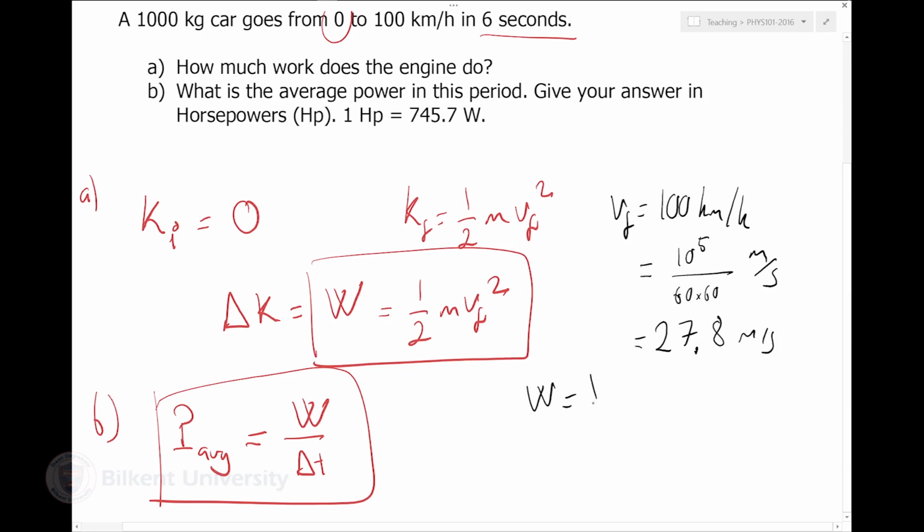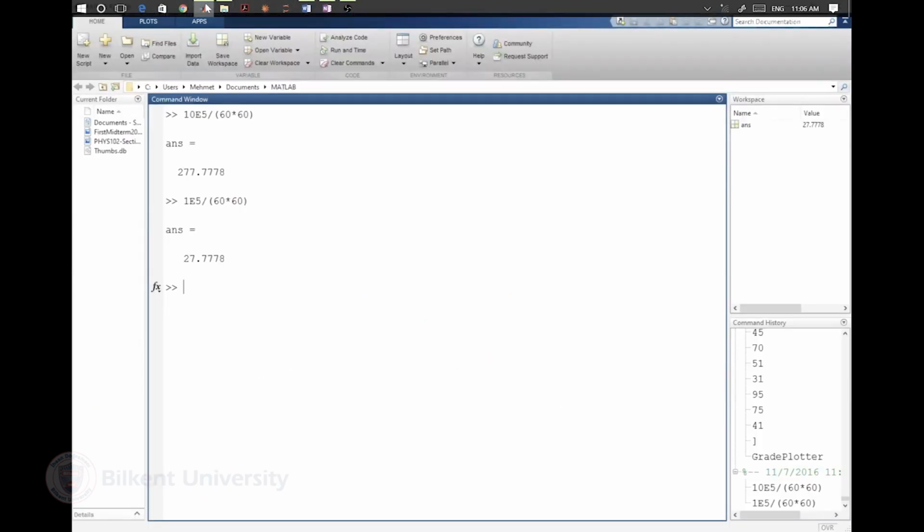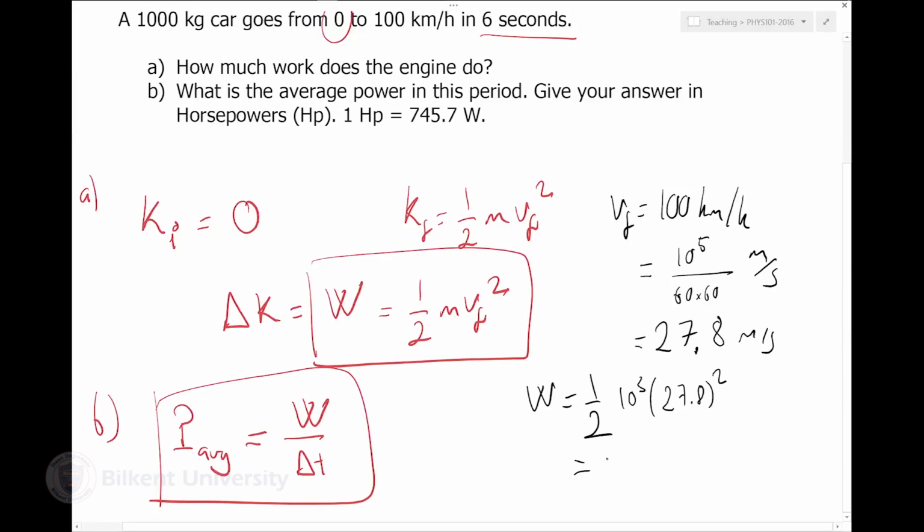So work should be 1/2. My mass is 1,000 kilograms, and then I have 27.8 square. Let me do that also. 1e3 times 27.8 square divided by 2 is 3.86 times 10 to the 5 joules, not watts, right?